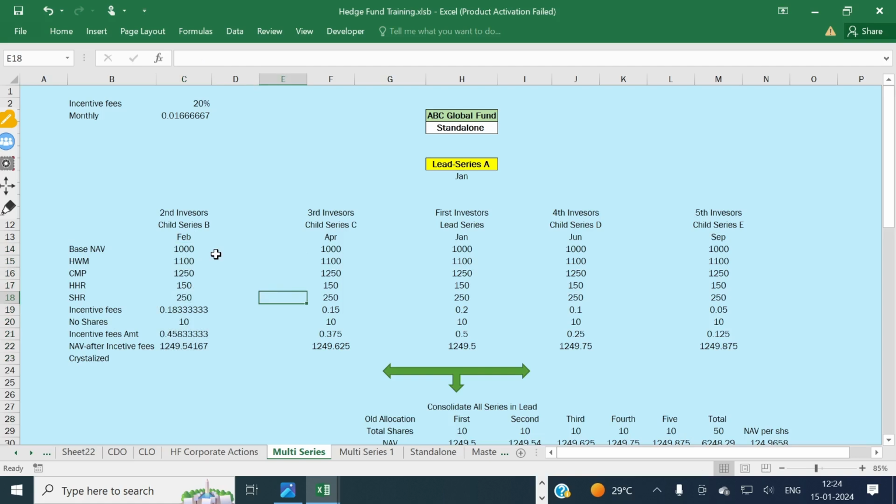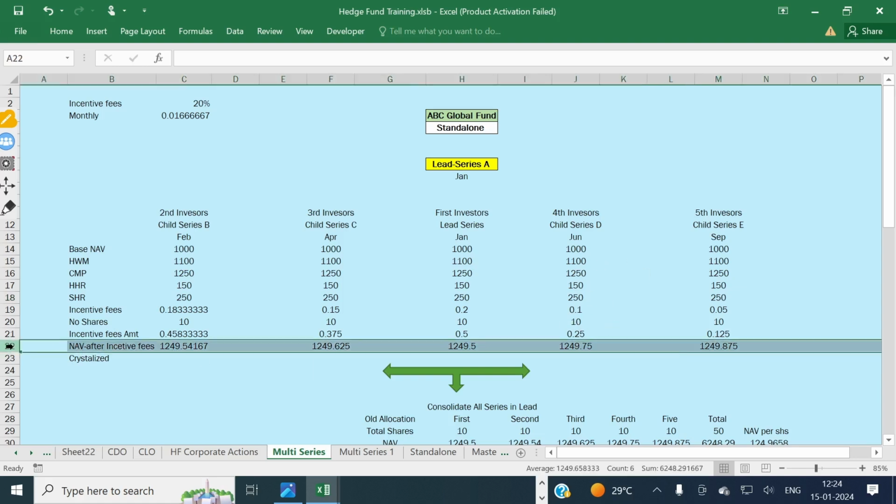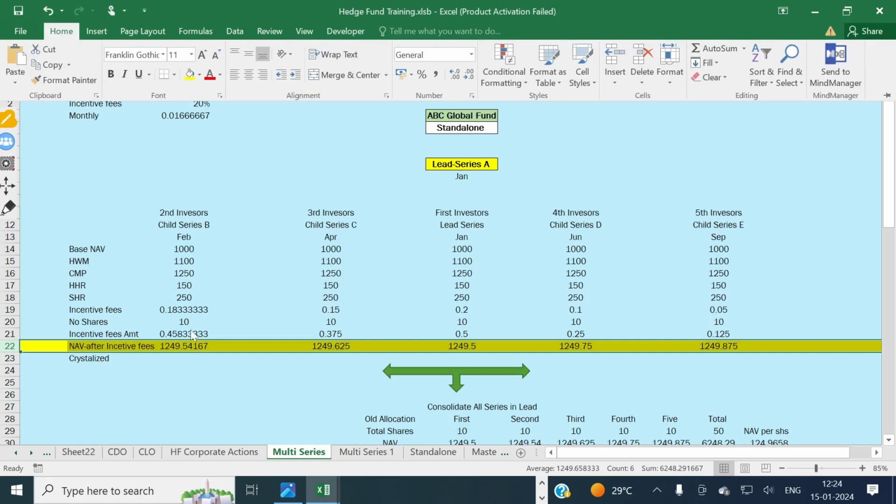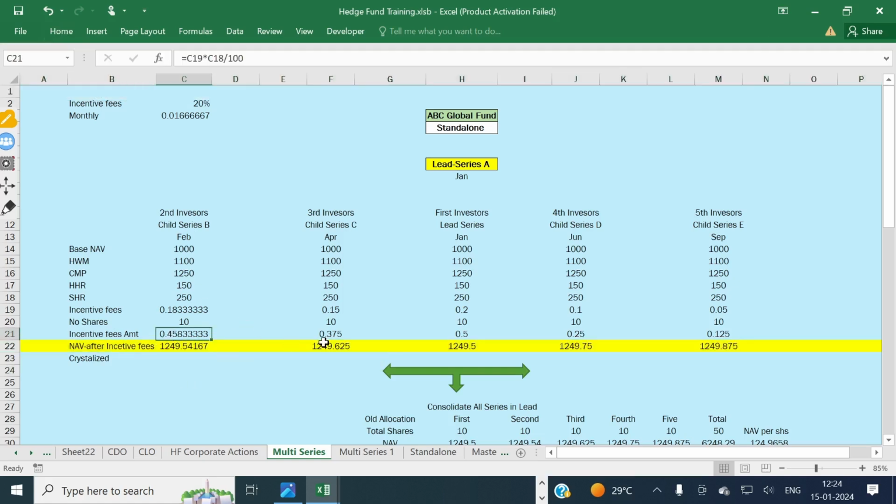Let's say a 6 month duration, maybe a 1 year duration, and at the end of the year, they merge all their child series into the lead series, and they reallocate units to the investors. But they ensure that this will not impact individuals' wealth. In every series, NAV after incentive fees is different, because the incentive fees percentage is different for each series.